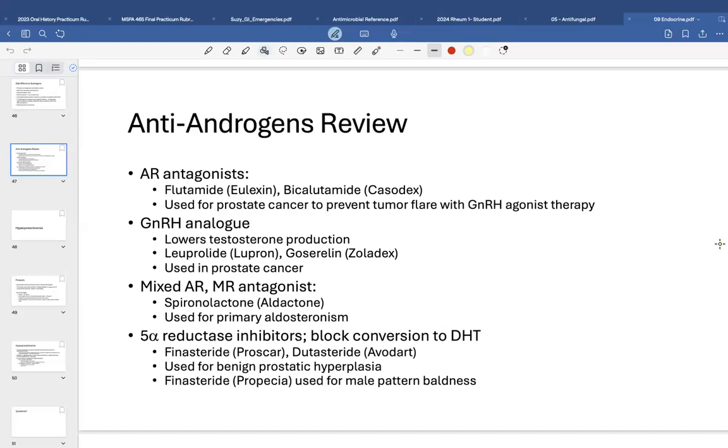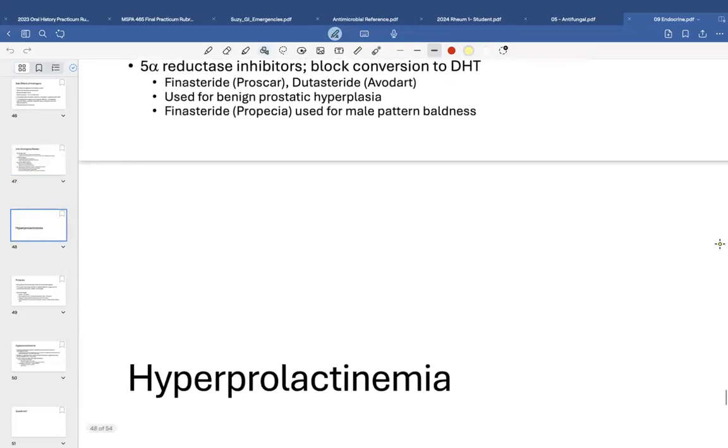We see spironolactone again because it has some anti-mineralocorticoid as well as androgen receptor blockade. And then finally, 5-alpha reductase inhibitors, which are finasteride and dutasteride. We talked about those for BPH last semester. And a low dose form of finasteride can be helpful for male pattern baldness. That's your story.